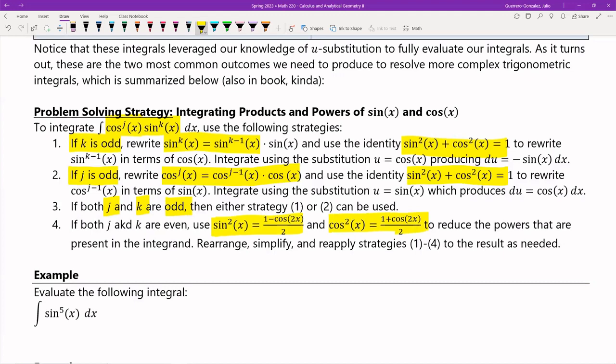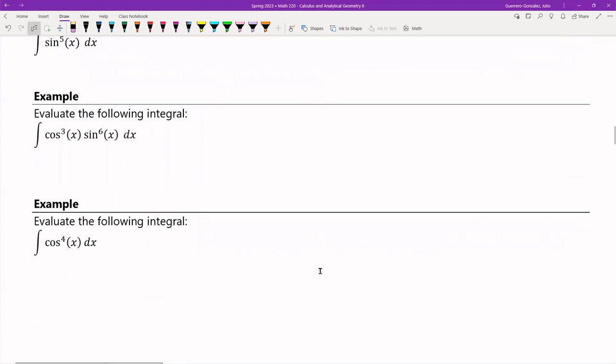Like I said, each one of these has a condition, and you can use them however you see fit once you take a look at the powers of sine and cosine. But the idea behind all of these is to use your trig identities and your u substitution to reduce the powers of sine and cosine into something more manageable. So what do I mean by that? Let me go ahead and do this first example here.